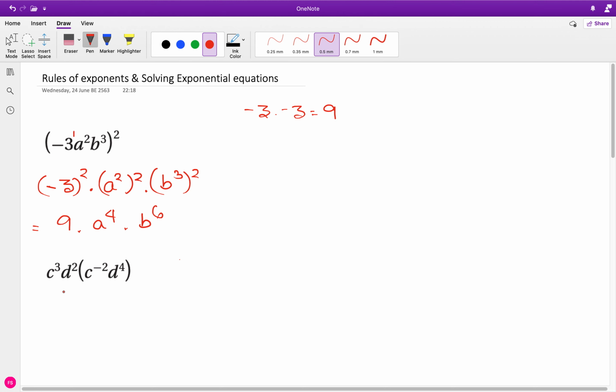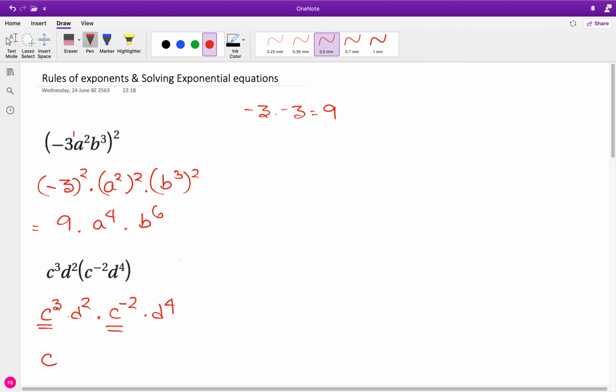Number 2. Here we need to multiply a few numbers. They have the same bases, but they have different powers. Whenever you have different powers but the same base, you always add the powers. So for example, c to the power of 3 times d to the power of 2 times c to the power of negative 2 times d to the power of 4. It means you're going to group the like terms together.